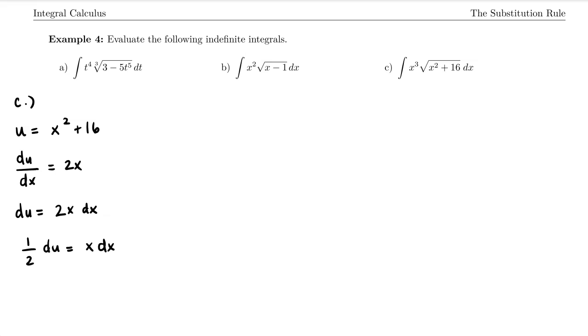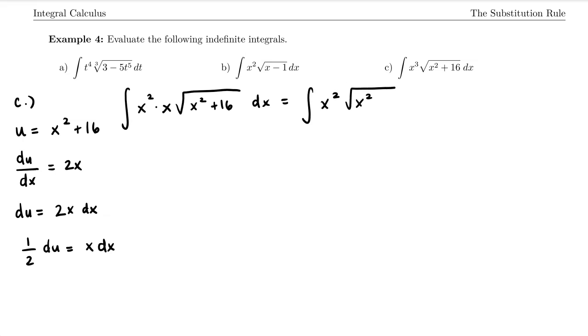Now, outside of my square root, I have an x dx, and I'm going to get it by doing this. So instead of writing x cubed, I'm going to rewrite x cubed as x squared times x. And then I have the square root of x squared plus 16 dx. And if I rearrange this a little bit, this is equal to the indefinite integral of x squared times the square root of x squared plus 16. And I'm just moving the x to the end. So I have x times dx.